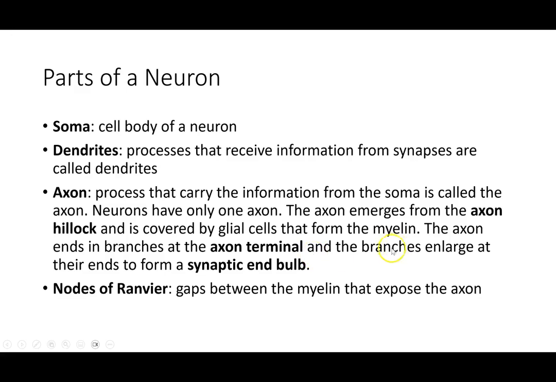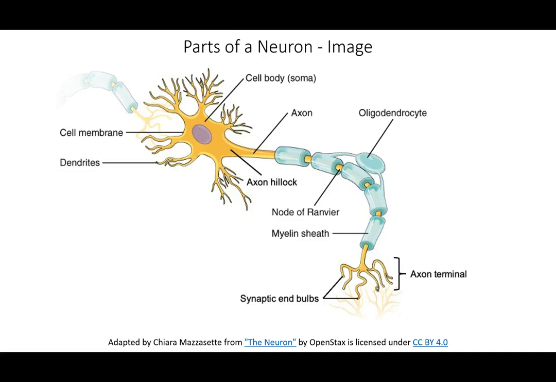and then the ends of those branches are going to enlarge a little bit to form what's called the synaptic end bulb. And that's really important for that signaling, because those end bulbs are going to meet up with the dendrites of another cell to pass that information on, pass on that signal. And then we also have what are called the nodes of Ranvier. These are gaps in between the myelin sections that are going to expose the axon a little bit. And so we're going to talk about why that's important here in a little bit.